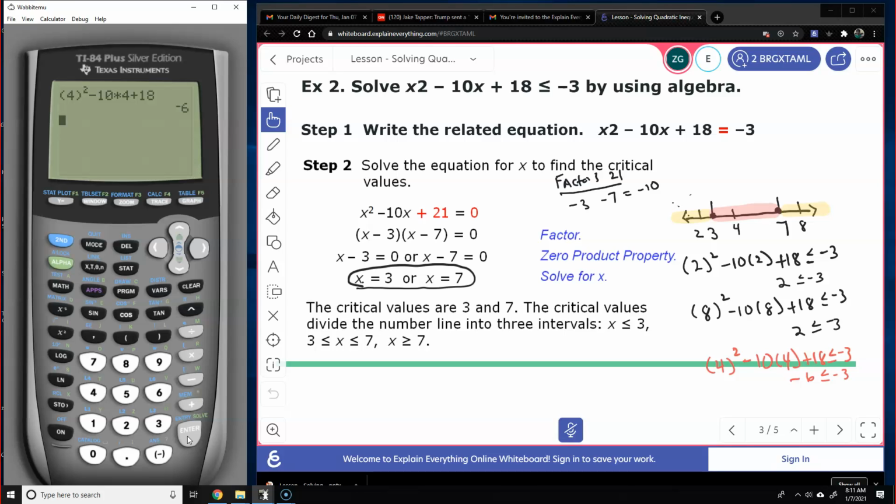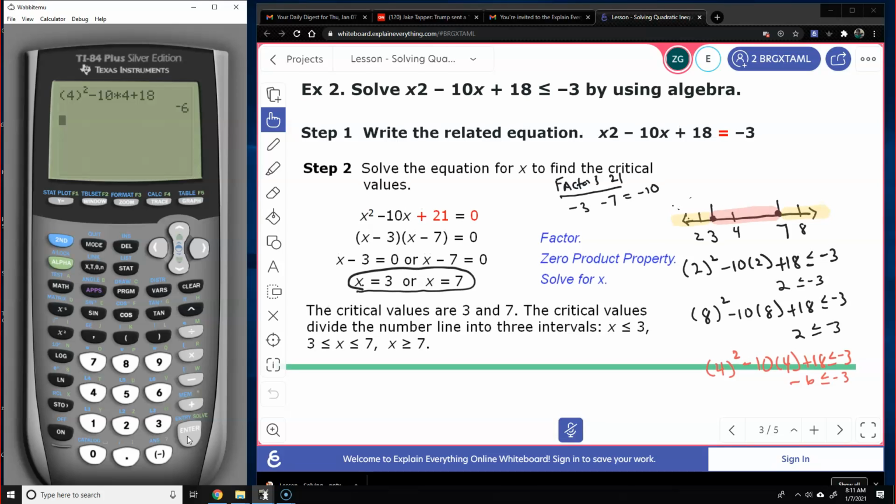So what does that mean? That means the answer is between 3 and 7. So x is greater than or equal to 3, and x is less than or equal to 7. That's our answer.